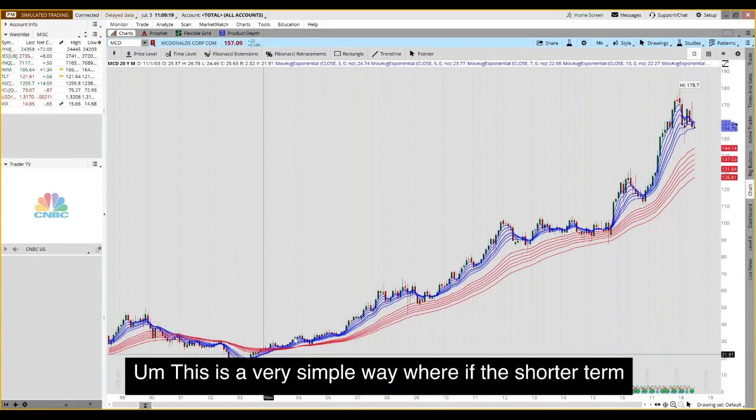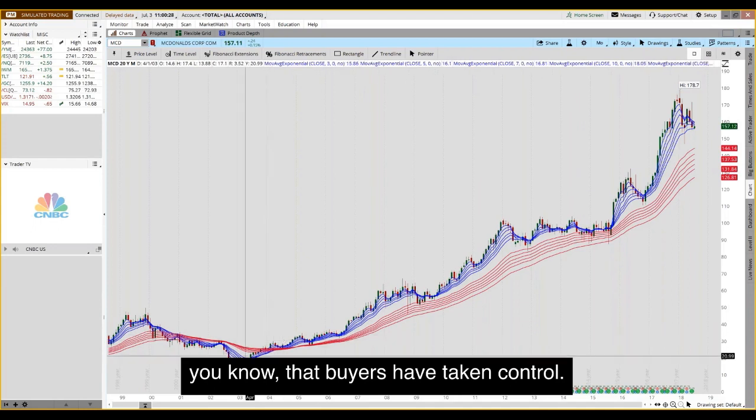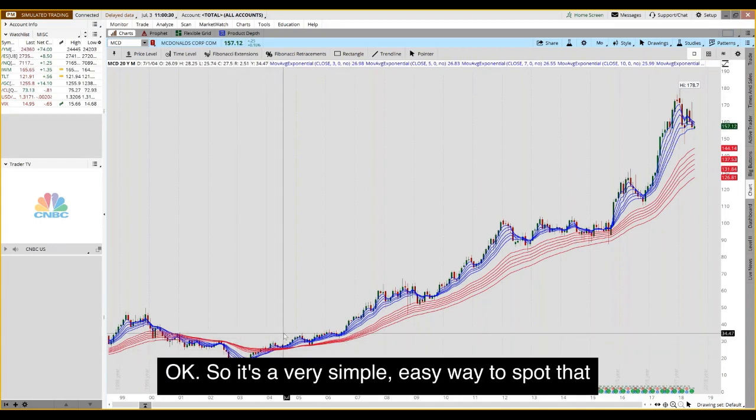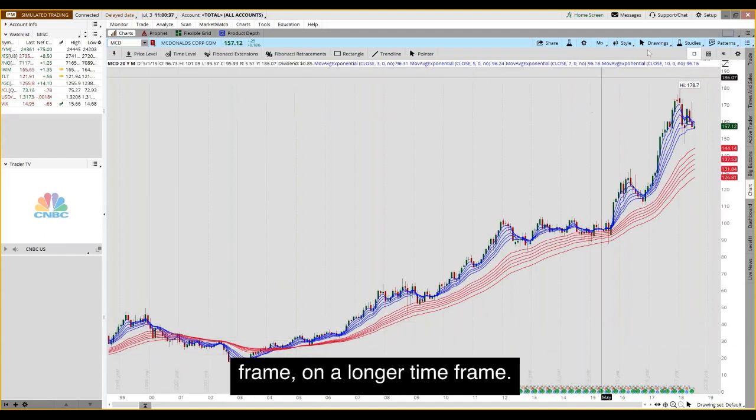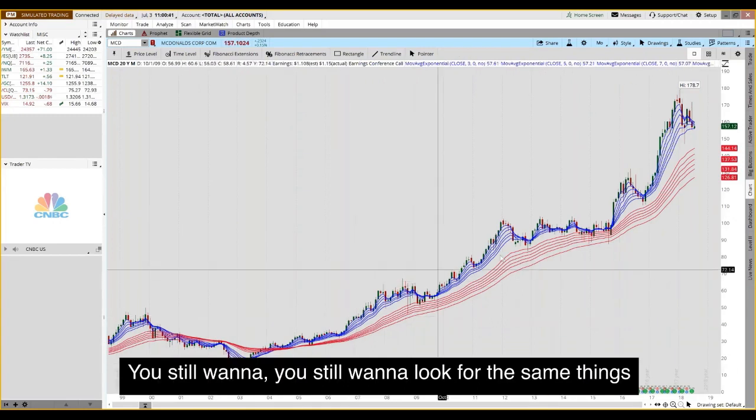This is a very simple way where if the shorter term moving averages have all moved across the higher term, you know that buyers have taken control, okay? So it's a very simple, easy way to spot that turnaround on a higher time frame, on a longer time frame. This is the monthly. Okay. You still want to look for the same things.